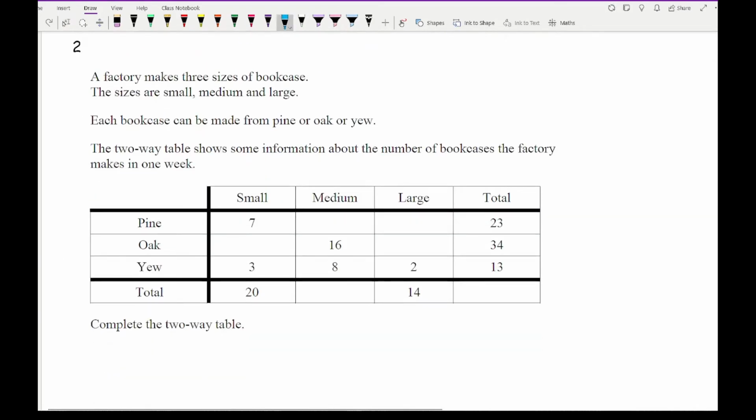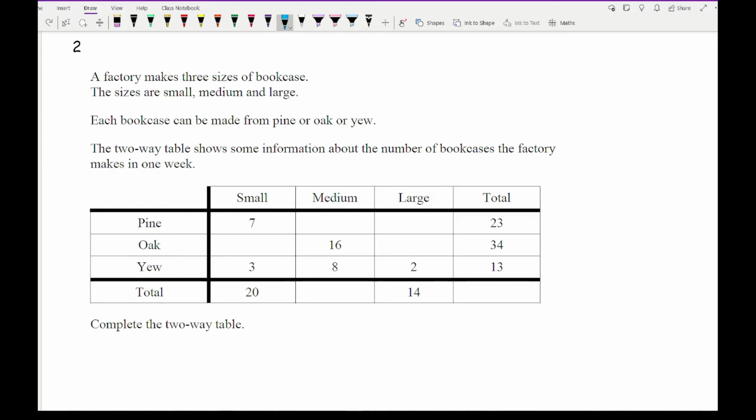The question says that a factory makes 3 sizes of bookcase. The sizes are small, medium and large. Each bookcase is made up from pine, oak or yew. The two-way table shows the information about the number of bookcases the factory makes in 1 week. So what we need to do is find out this.